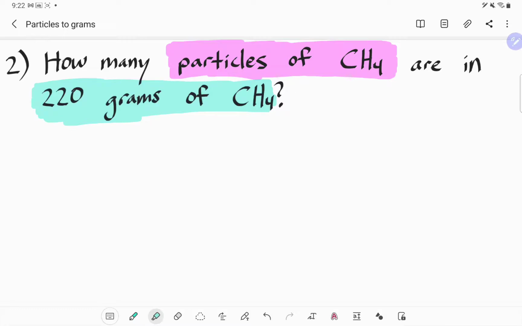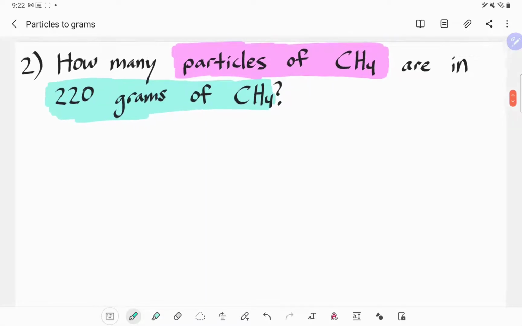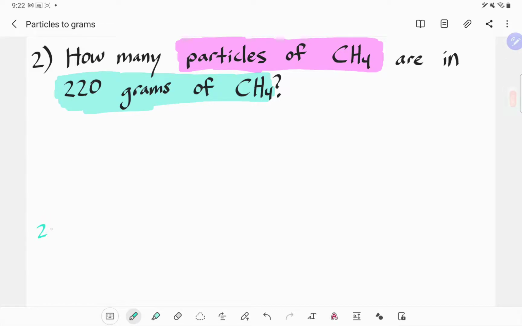Whenever we're solving a problem like this, we start with what's given and keep in mind what we're solving for. So I have 220 grams of CH4, and I'm going to write that down. Eventually I need to get to particles. But just like in our last video, we can't convert from grams to particles. We have to use the intermediate step of converting to moles first. So how can we convert from grams to moles? We're going to look at our periodic table, figure out the molar mass of CH4, and use that to convert from grams to moles as our first step.